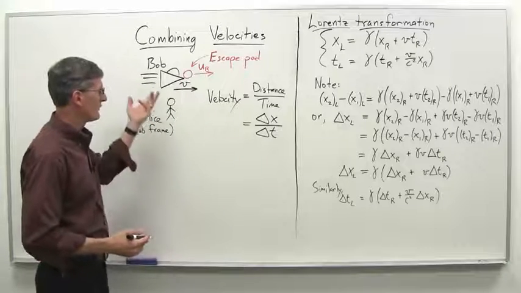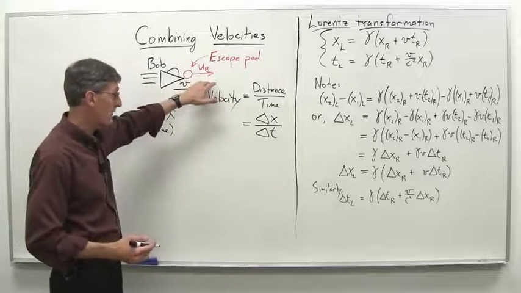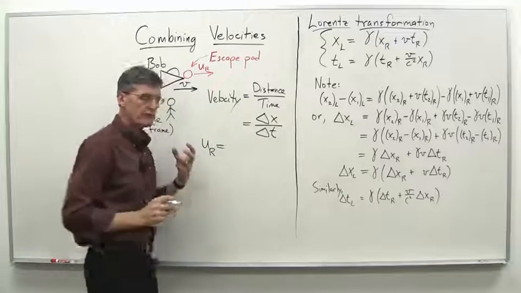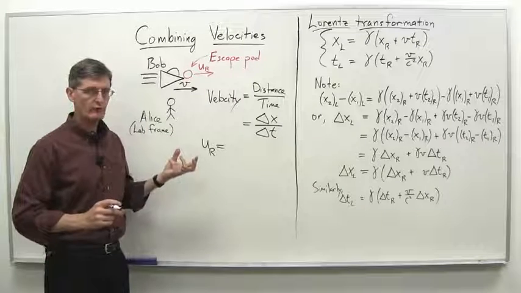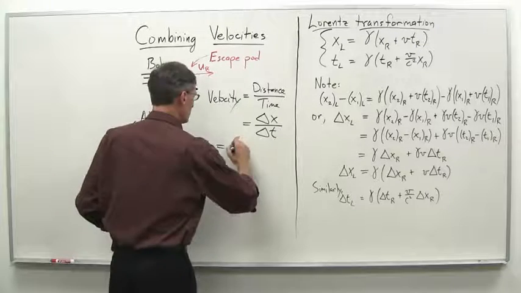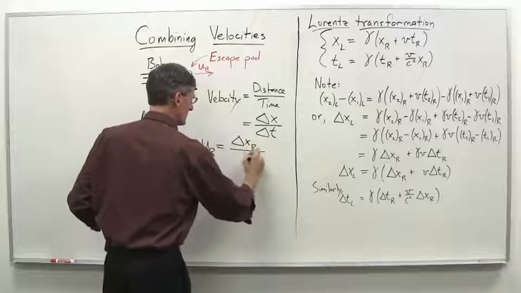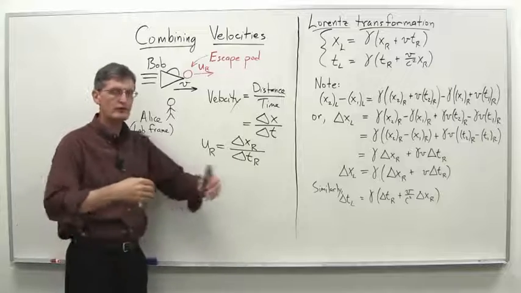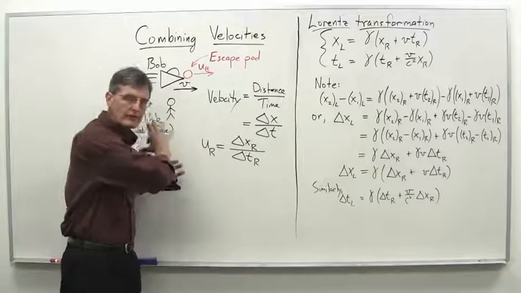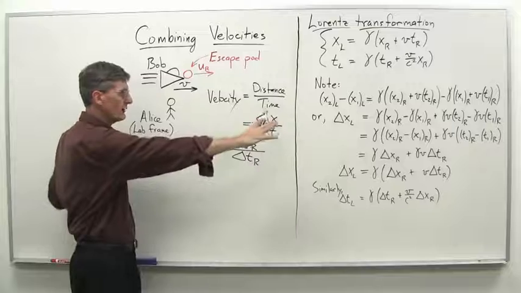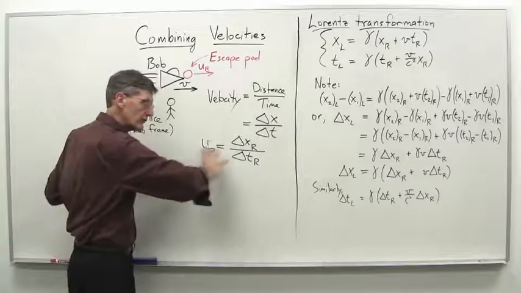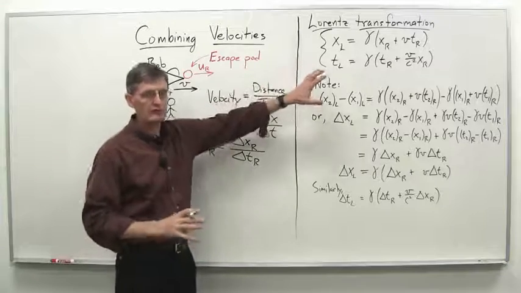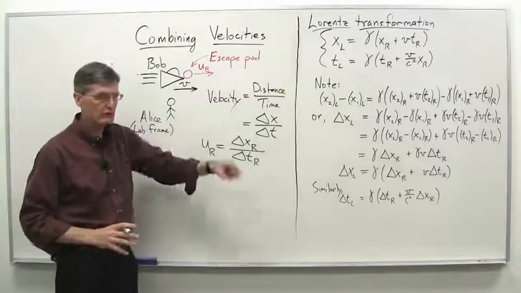And so clearly for Bob, in terms of the escape pod, we could write u sub r, the velocity that Bob is measuring for the escape pod, is simply going to be delta x sub r divided by delta t sub r. Again, those are in his coordinates. As always, Bob has his lattice of clocks, his measuring system, and they're all synchronized. Alice has her lattice of synchronized clocks, and the Lorentz transformation allows us to switch back and forth between those two systems.